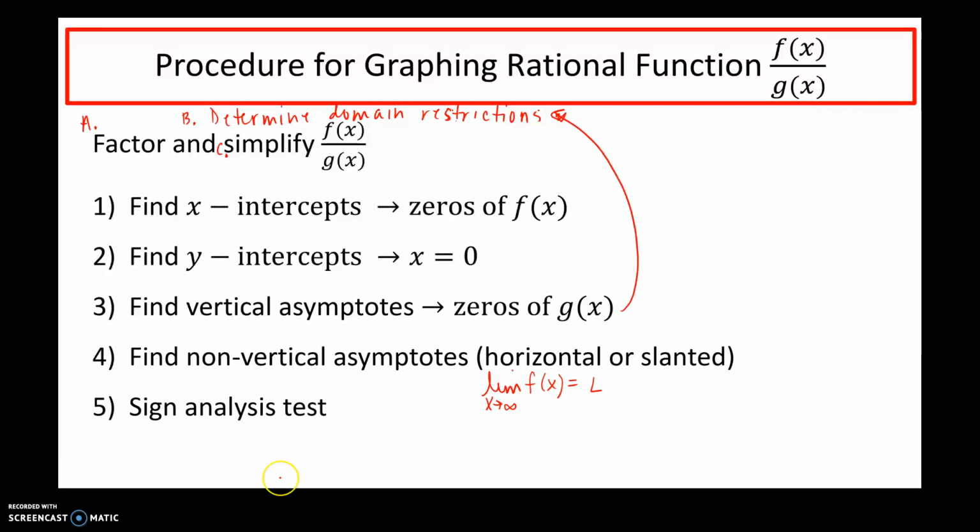A sign analysis test. So these are just general sketches, and you're going to see after the first few what I mean by how important the asymptotes are to the graph of the function. But for your sign analysis test, you'll use zeros and domain restrictions. Okay, and you'll know what I mean when we do our first example.